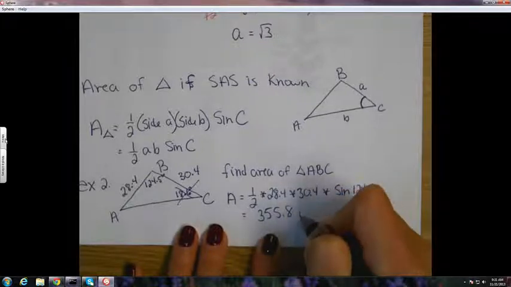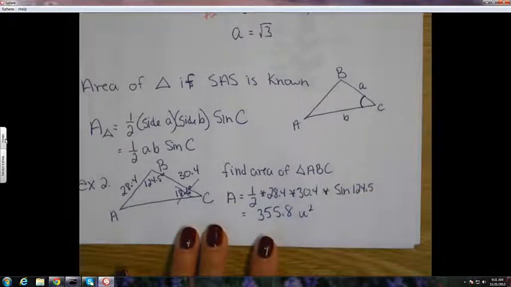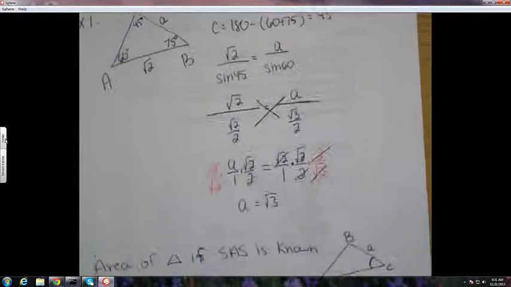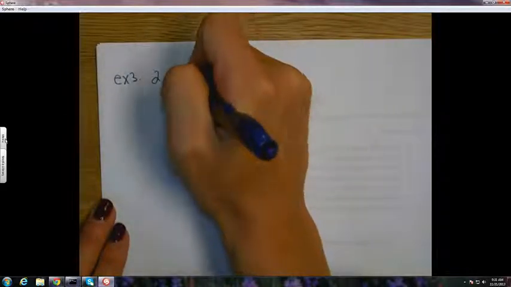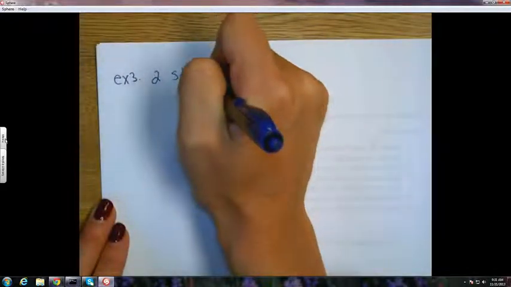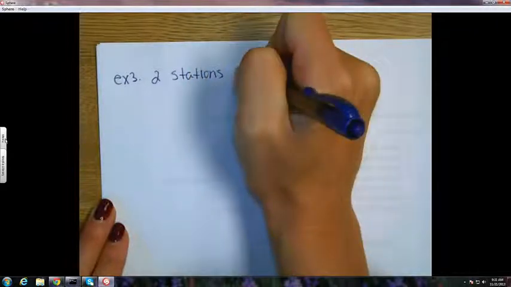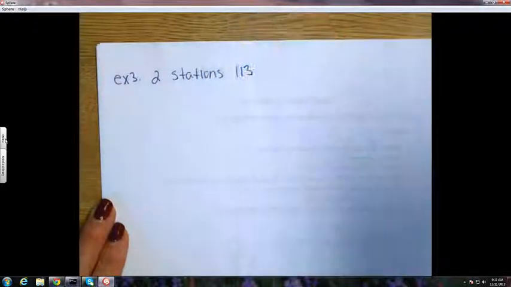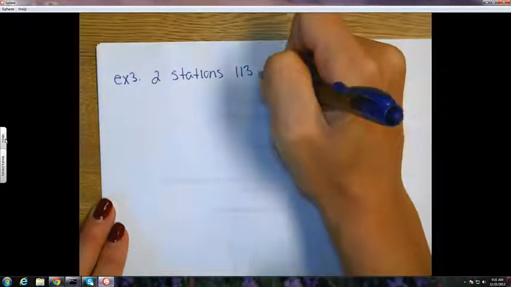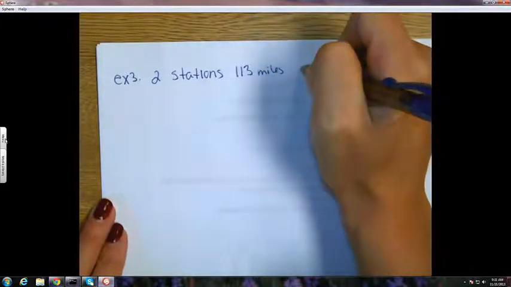355.8 square units. Okay, last one's a bearing problem. See how you do. I actually found the answer. Really? 355.